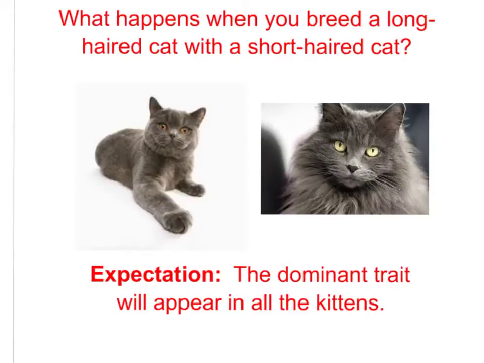So let's review with an example. What if we breed a long-haired cat right here with a short-haired cat? What would we expect to see if this was following simple Mendelian genetics? We'd expect to see the dominant trait in all of the kittens, right? Well, let's see what actually happens.